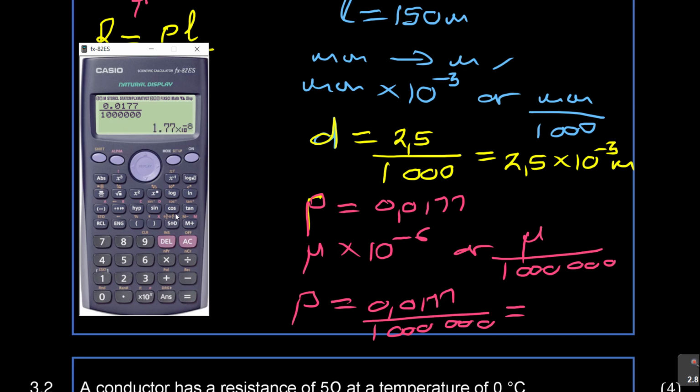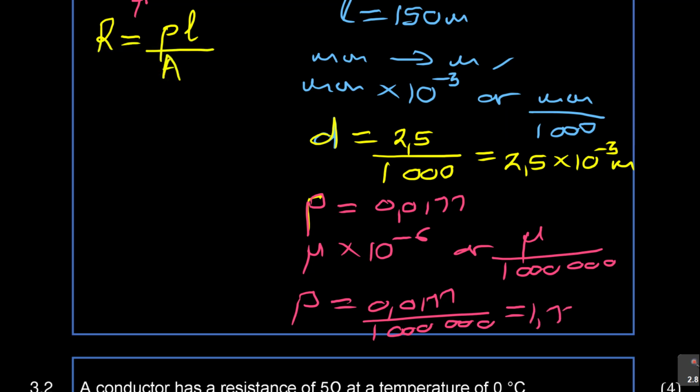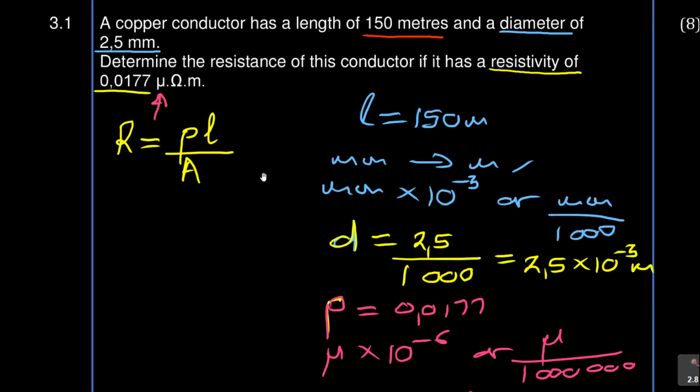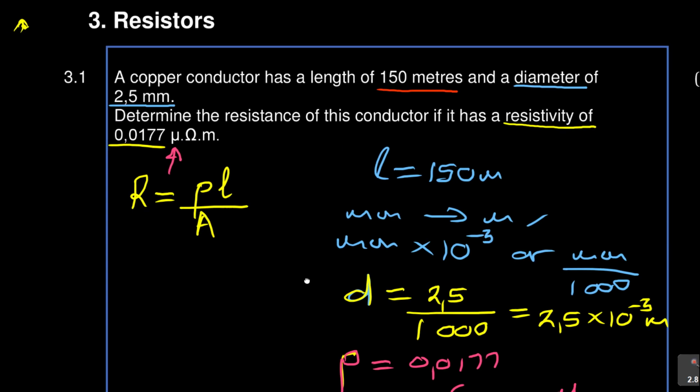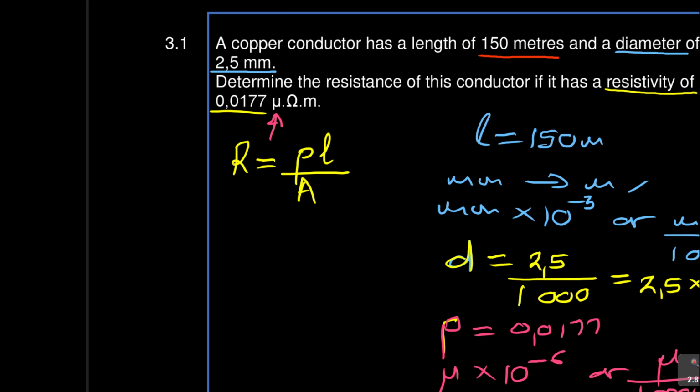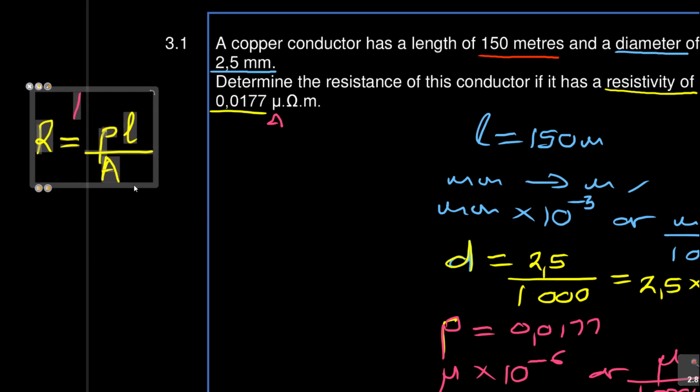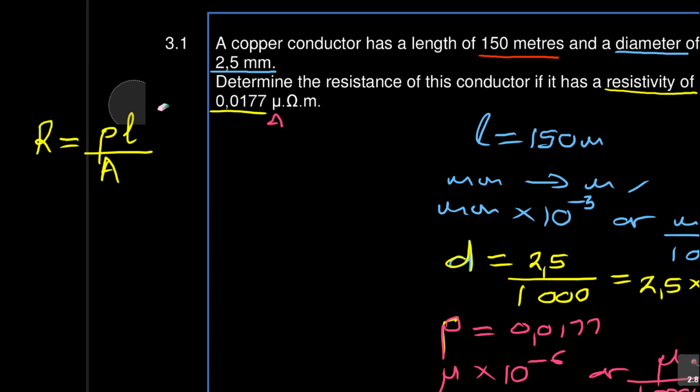That's a million, equal to 1,77 times 10 to the power negative 8. But now this is ohm meter. Alright, so when you have done this, the question is now determine the resistance of this conductor. So the resistance is this formula. R stands for resistance. But how do you write it? Look at this. Let me take this formula a little bit here. So we're going to say R is equal to PL.